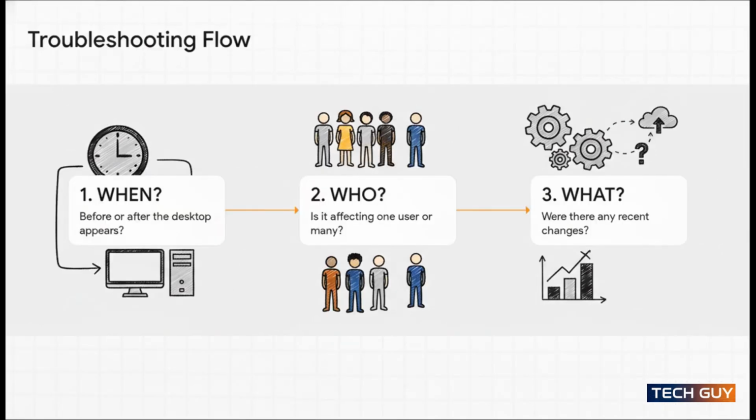So let's put it all together. Here's your new mental checklist, your new workflow. First, when, before or after the desktop. Second, who? Is it just one person or a whole group? And third, what? What changed recently? These three simple questions will guide you to the root cause way more effectively than any performance graph ever could.